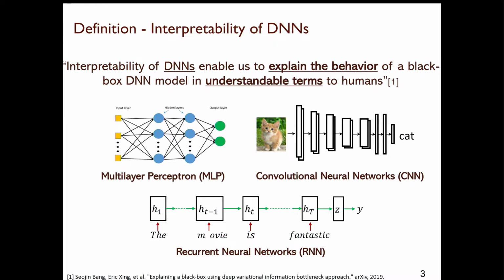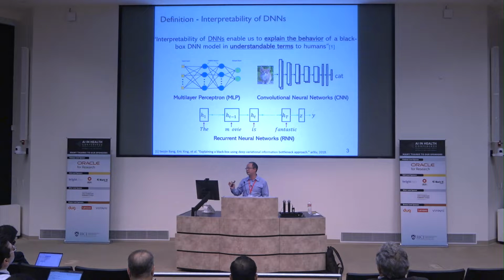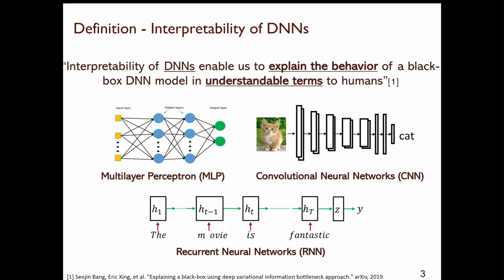Interpretability of DNNs, where DNN refers to deep neural networks, enables us to explain the behavior of a black box DNN model in understandable terms to humans. Why do I say this is still not perfect? Because there are several very vague concepts in this definition. And we're scientists, we want an objective definition, right? We do not want a subjective and vague concept.